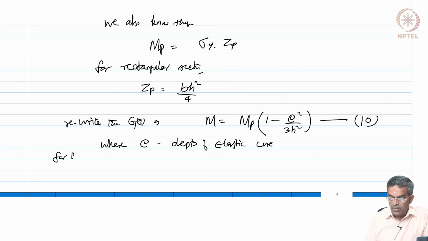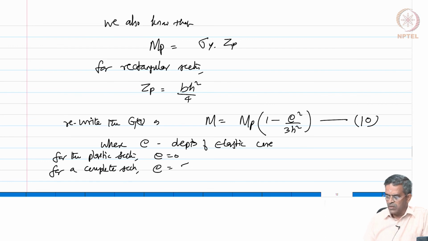So, for a plastic section, e will be 0. For a complete elastic section, e will be equal to what? Depth of the cross section, is it not? Okay. So, one can easily find out this.